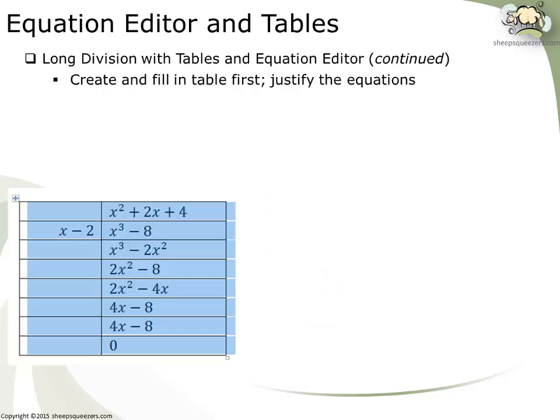Well, you create and fill in the table first, and then you justify the equation. So you see on the left side of your screen, I've created a table of 2 columns and 8 rows. I've filled in all of the equations using equation editor, of course. Now, I've basically right justified that x minus 2, and I've left justified all the other equations.